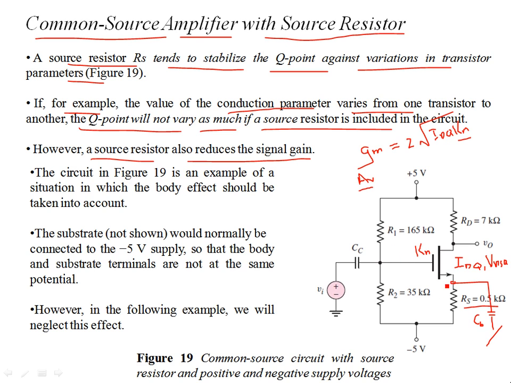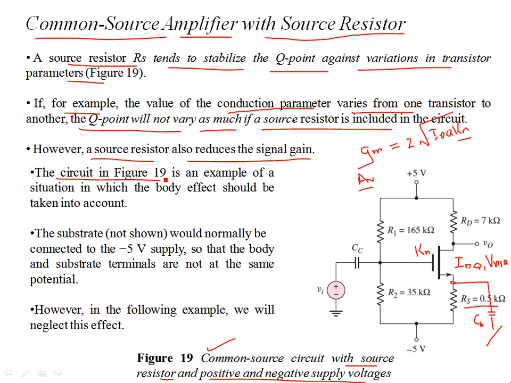We'll take one example to show how having a bypass capacitor with the source resistance in a common source MOSFET amplifier configuration can eliminate the problem of reduced small signal gain. Now in the circuit of figure 19, this is a common source circuit. It shows the source resistor and the positive and negative supply voltages. So you have plus and minus 5 volts.